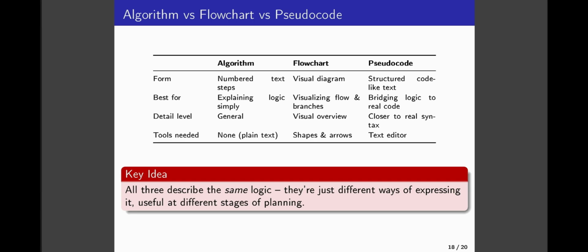In terms of detailing, algorithms are general, flowcharts give you a visual overview, and pseudocode gets you closest to real syntax. And as for tools, an algorithm needs nothing but plain text. A flowchart needs shapes and arrows, and pseudocode just needs a text editor. So all three describe the exact same underlying logic. They are just different ways of expressing it, useful at different stages of planning your solution.